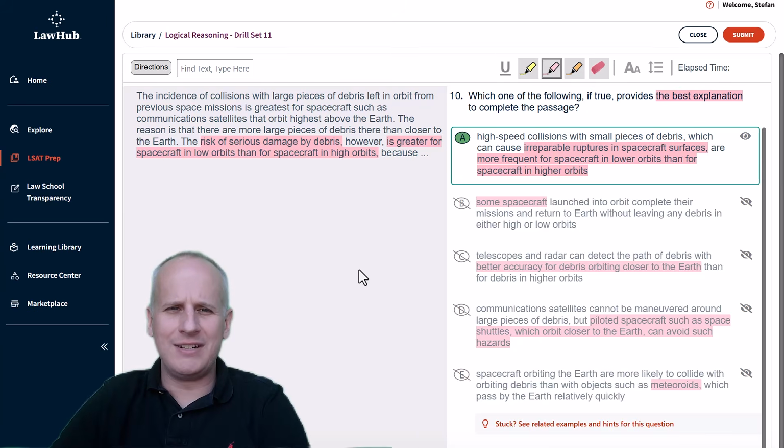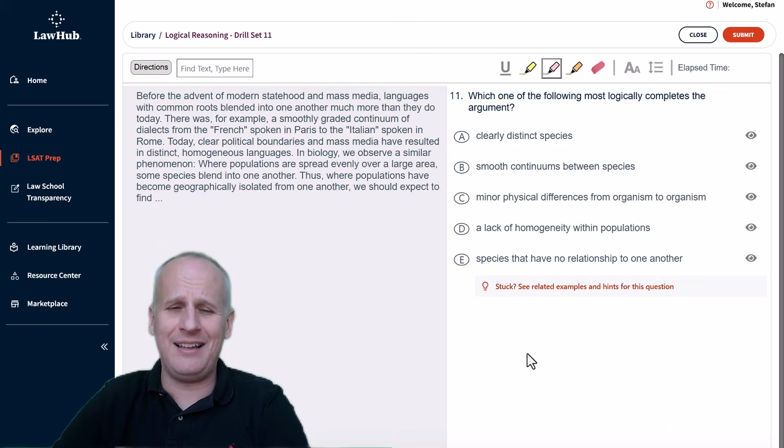Moving on from question 10 of logical reasoning drill set number 11 to question 11 of drill set number 11, we've got our highlight tool ready to go as always, and we're going to read the question stem first, and it's one of our more ambiguous question stems. It says, which one of the following most logically completes the argument?